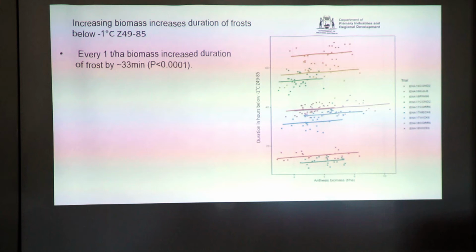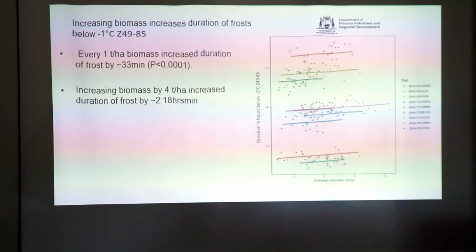So basically, if we look down this end, our low seed rate, low nitrogen treatments generally produced around 3 to 4 tonnes per hectare. Our high seed rate, high nitrogen treatments generally produced around 7 to 8 tonnes per hectare. So all the sites were nitrogen responsive, and across that range, as we increase the biomass, we increase the frost, statistically. On average, we increased the biomass from around 4 tonnes up to 8 tonnes, which can increase the duration of the frost by 2 hours, 20 minutes for that whole period of development, from Z49 to Z85, so from head emergence through to late grain fill.